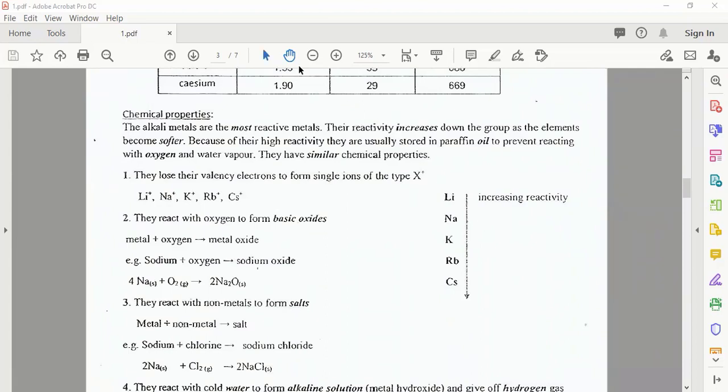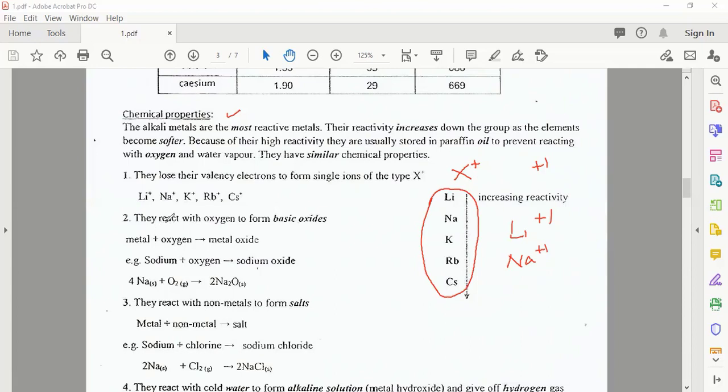Now we will discuss their chemical properties. As I said before, whenever they are talking about chemical properties, it means how they are going to react with other substances. Now, number one, they lose their valency electron to form single ions of X+ type. So all group 1 metals, because they have one electron in the last shell, if they form an ion, that ion has a charge of plus 1. For example, lithium plus, sodium plus. You can put 1, it's up to you. So all group 1 elements, if they form an ion, will lose the one electron in their outer shell. Which ion will they form?